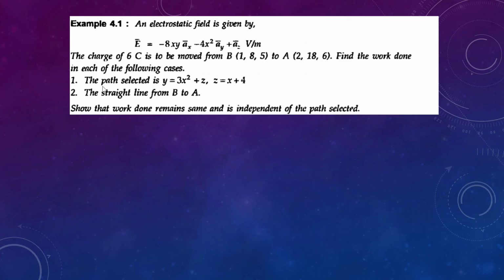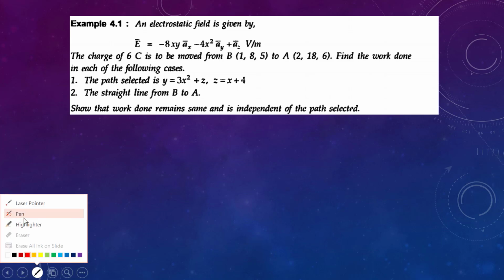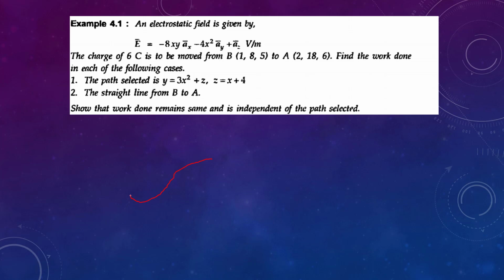First case, they have given the path like path is selected as y is equal to 3x square plus z and z is x plus 4. So these are the equations of the paths. The paths can be curve like shape. They may have a curve shape, because this equation describes a curve like shape, or a straight line. So you have to use these two equations to find out the path equation.